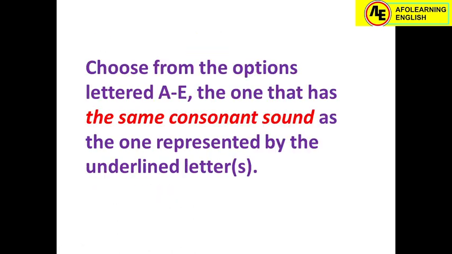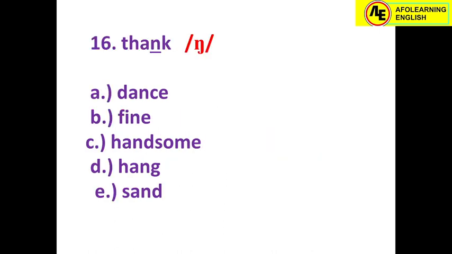So we've come to the end of section 1, which is on vowel sounds. So we move on to consonant sounds. Let's read the instructions. Choose from the options lettered A to E, the one that has the same consonant sound as the one represented by the underlined letters. So number 16, the underlined letter is letter N.